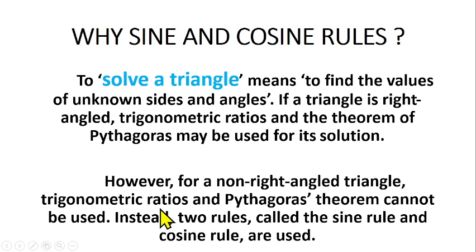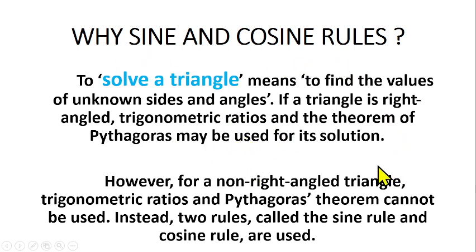Yes, it means you cannot apply trigonometric ratio and Pythagoras theorem to a triangle that is not a right angle triangle. So the rules that are applicable to those triangles are sine rule and cosine rule. So you use sine rule and cosine rule to resolve the sides and the angles of a non-right angle triangle. Am I communicating at all? So that's another reason why we need to understand sine rule and cosine rule.